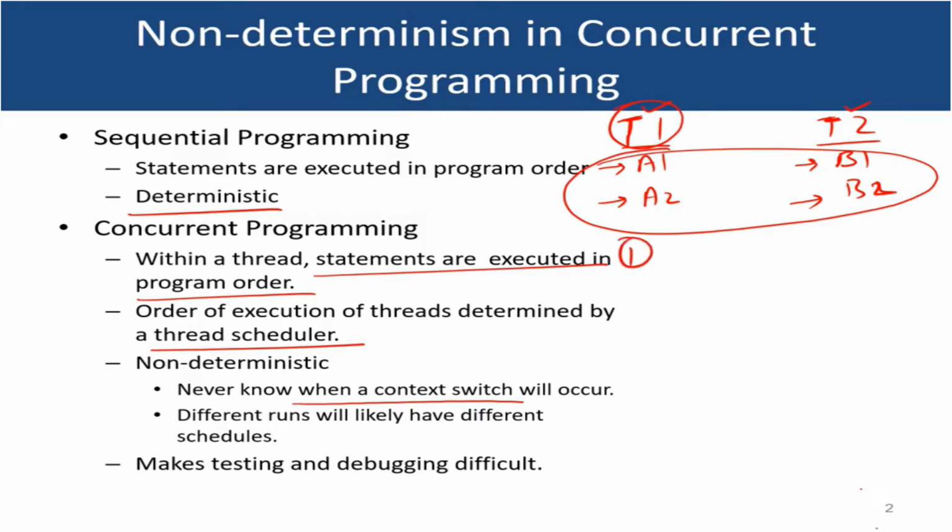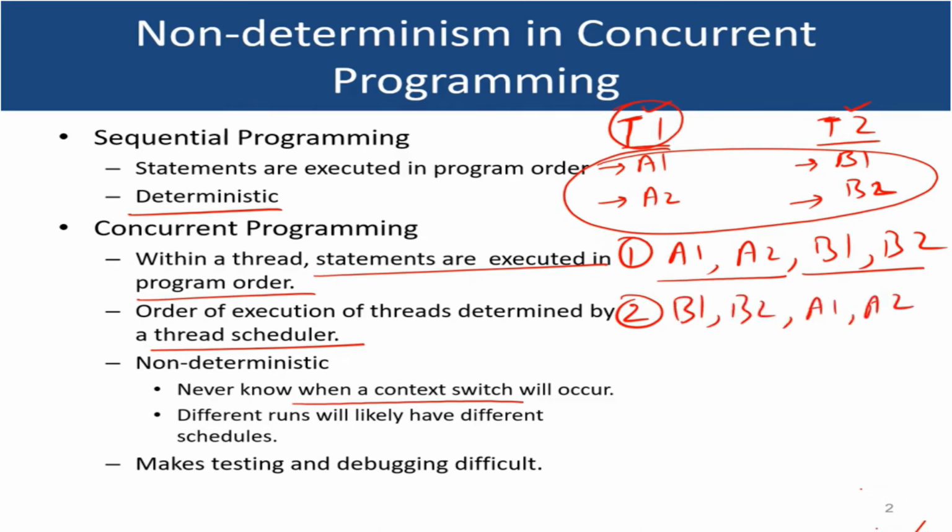The first possibility is thread T1 is scheduled first and it is allowed to run completely before thread T2. So in that case, the instructions A1, A2, B1, B2 would execute in this order. So A1, A2 would execute first, followed by B1, B2. The other possibility is that thread T2 is scheduled before thread T1 and is allowed to complete. If that happens, we'll get this order of execution among these four statements.